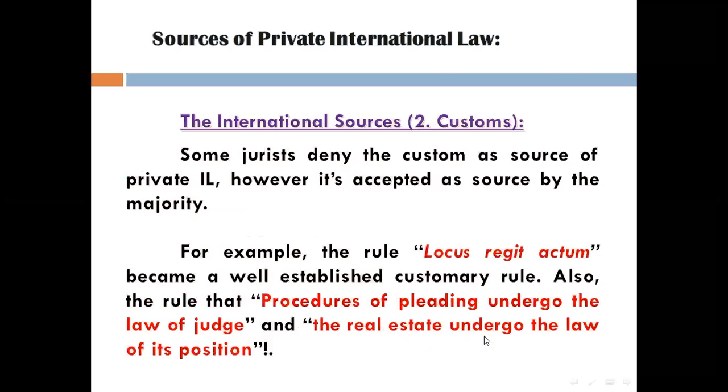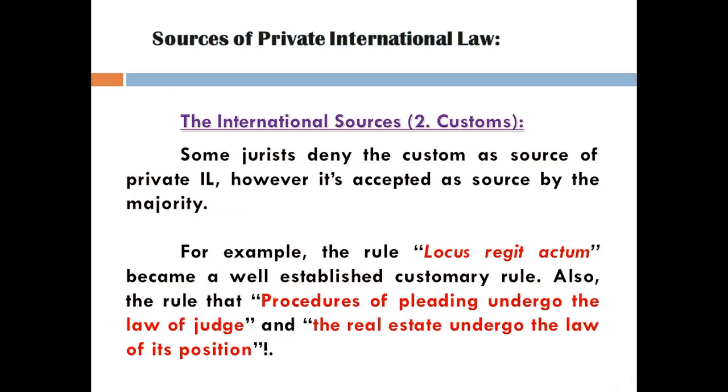Okay, now let us move to the second source of private international law, and the question here is, what is this source? It is the custom, and the custom is one of the main sources of private international law. So some jurists actually deny that the custom is a source of private international law. However, the majority accept this source as one of the private international law sources.